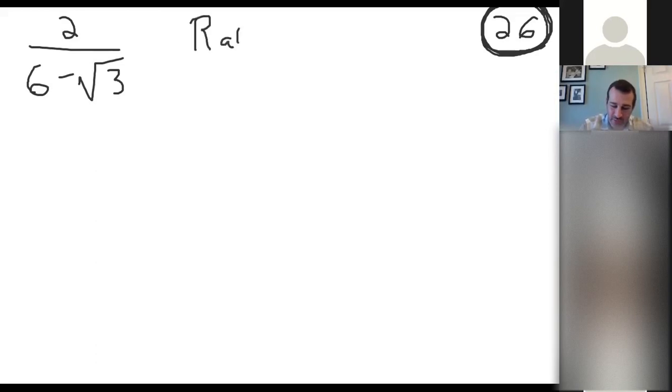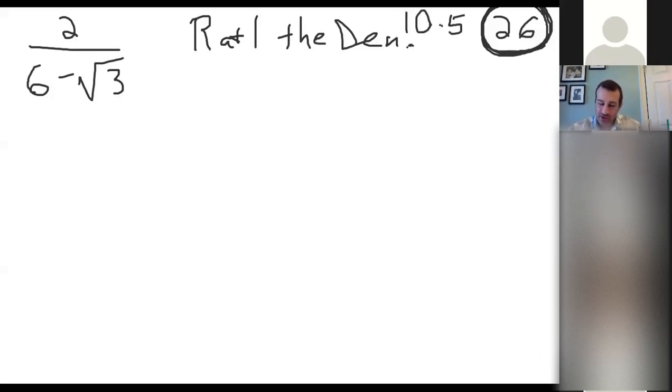So this problem, rationalize, I'll just do some shorthand, the denominator, that's where this one came from. This is from section 10.5, if you want to look it up, and I have a bunch of videos on this. There's two kinds of rationalize the denominator. There's one where it's just a radical on the bottom, and that one's easy, because you do square root of 3 over square root of 3. But this one is a binomial.